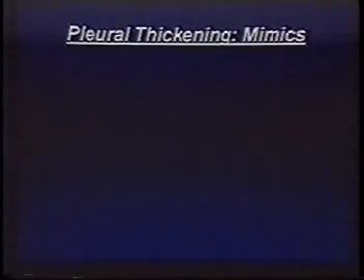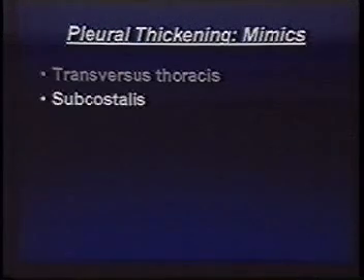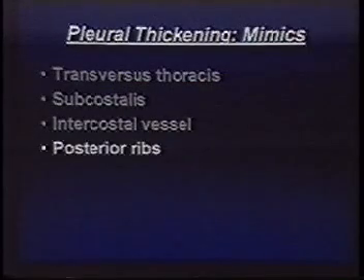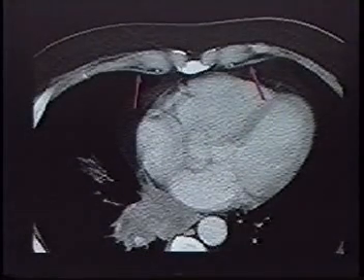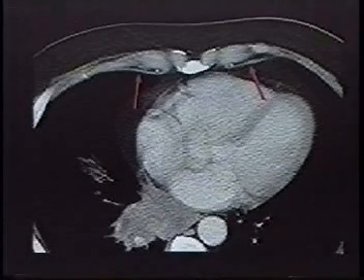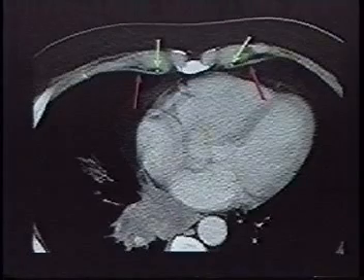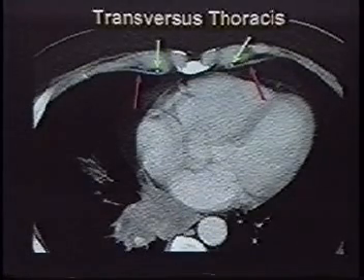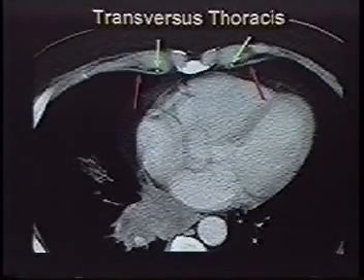Some normal structures can mimic pleural thickening, including the transversus thoracis muscle, subcostalis muscle, the intercostal vasculature, and the innermost intercostal muscle along posterior ribs. Anteriorly, at approximately the level of the heart from the second to the sixth ribs, thin symmetric muscles can be seen just deep to the internal mammary vasculature, and this is a normal structure seen in some patients called the transversus thoracis muscle, and this can sometimes mimic pleural thickening.